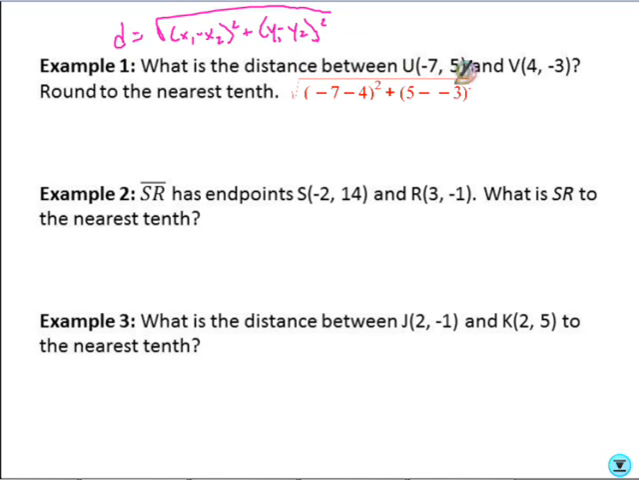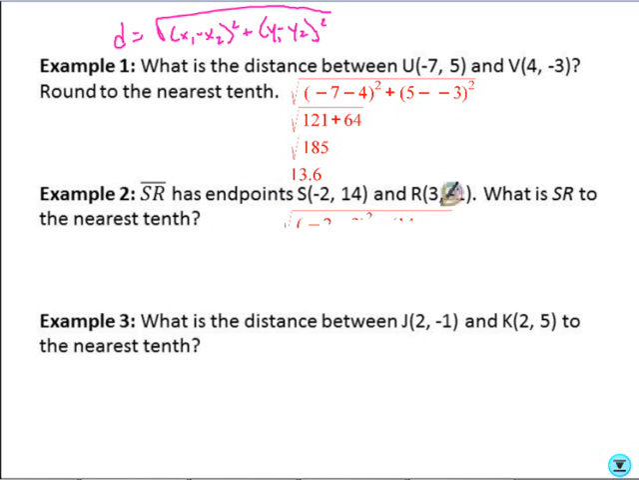Alright, so let's look. Here's the setup for the first one. -7 minus 4, and that's squared, plus 5 minus -3 squared, and it's all under a radical. So then we start doing some math. -7 minus 4 is -11, and -11 squared is 121. 5 minus -3 is 8, and 8 squared is 64. We add those together, we get the square root of 185, and that is 13.6.